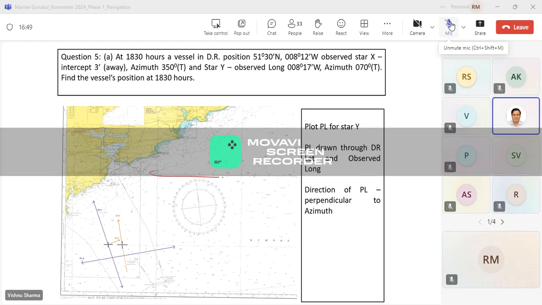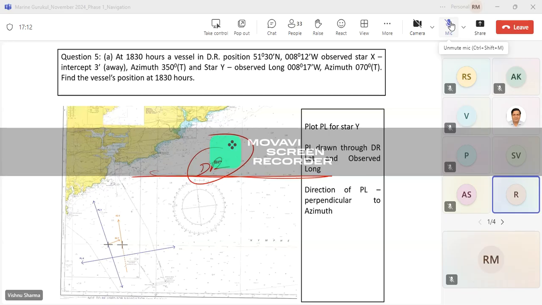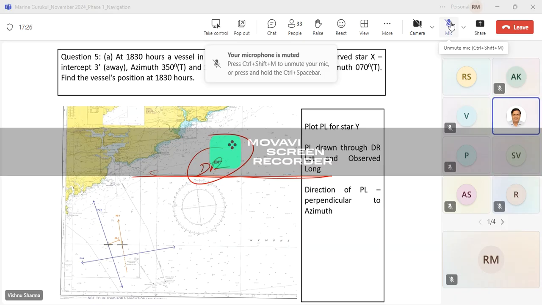If this is the DR lat, through which point do I draw? DR lat is not a single point. Is DR lat a single point? Are you happy with that answer, Rahul? Does that give you comfort? If this is the DR lat, where will you draw the PL? Tell me. On the observed long. Observed lat, sir. Where is observed lat in the question? Do you see observed lat anywhere?